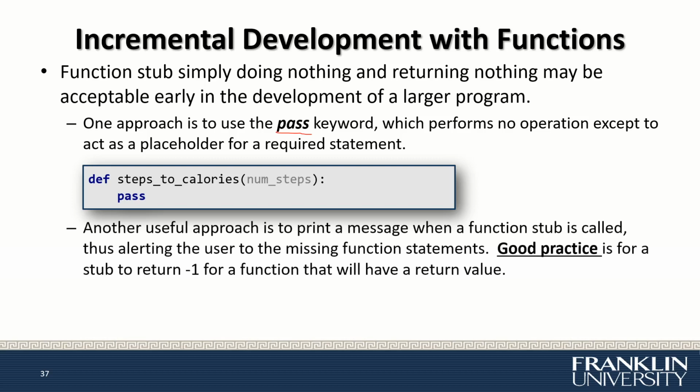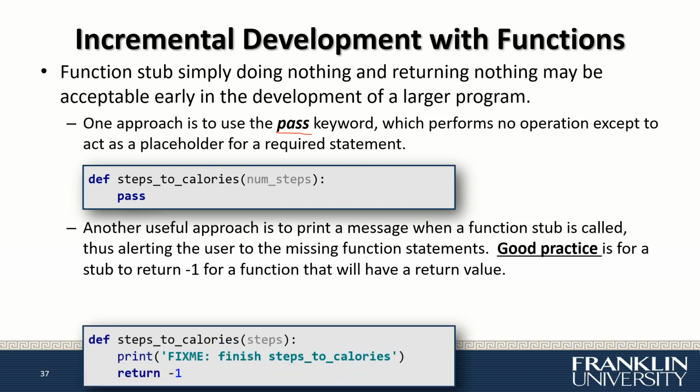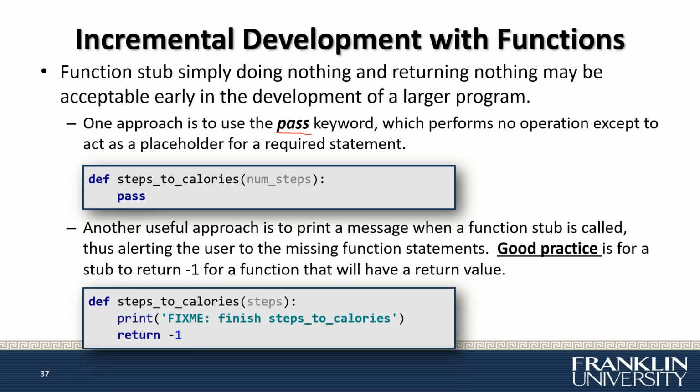Another useful approach is to print a statement where the function stub is called, alerting the user about the missing function statements. For example, you add something like FIXME or TODO, and then return -1. It's a good practice for a stub to return -1 for a function that will return a value. So either way, you can use these to do incremental development and stub the function.